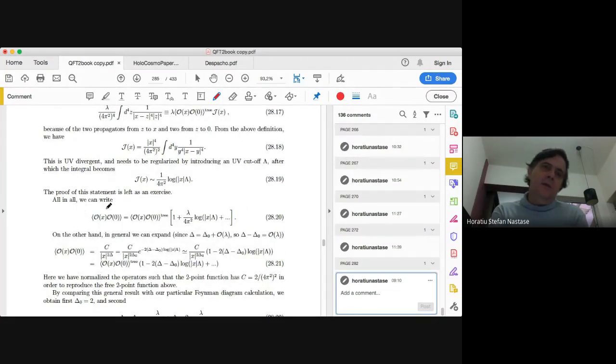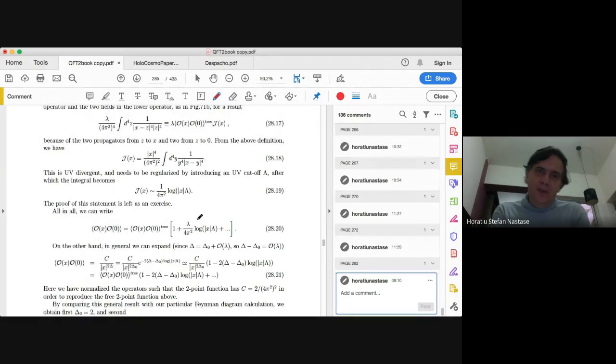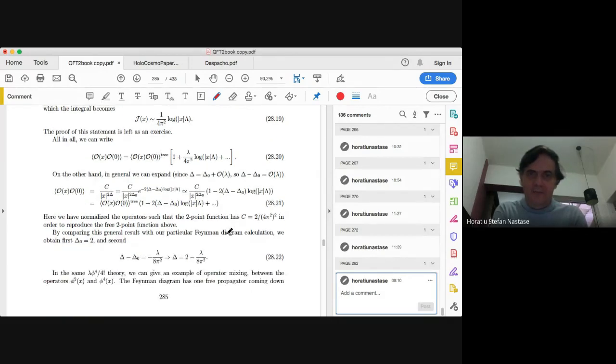So all in all, then we can write that up to one loop, I have the 2-point function of operator O of x with operator O at 0 is the tree value of operator O of x with operator O of 0 times 1 plus lambda j of x. So 1 plus lambda times this log of x lambda divided by 4 pi squared. But now let's understand what this means.